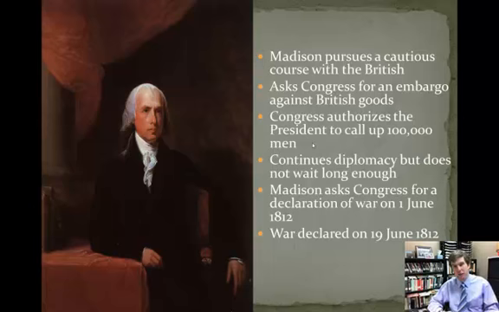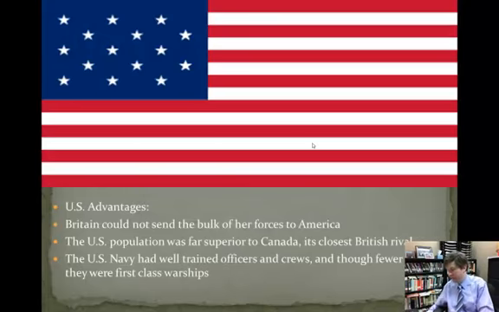So on June 1st, 1812, Madison goes to Congress and asks Congress to declare war on Great Britain. He thinks there's enough evidence there to prove war is necessary, and so Congress will oblige him on 19 June, 1812. So this is the beginning of the War of 1812. The United States declares war on Britain, not the other way around.